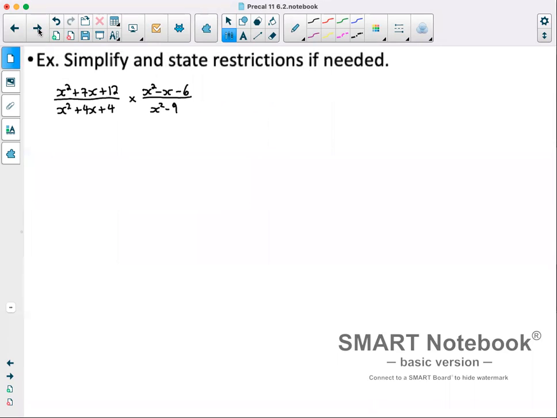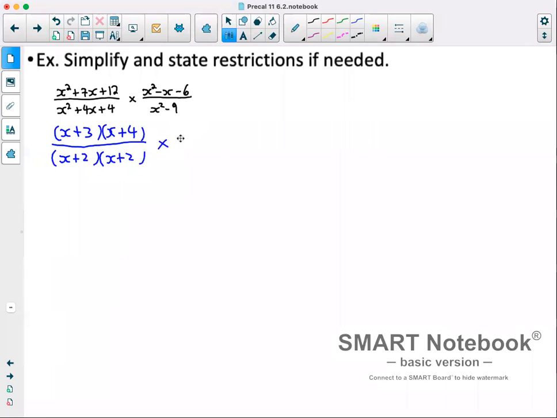Okay, next example, simplify and state restrictions if needed. So we'll fully factor each of these, and then we'll state restrictions, and then cancel out any binomials that we can. So for this first one, when factoring it, we're looking for two things that multiply to 12, add to 7. So that'd be positive 3 and positive 4. Factoring the denominator, we are looking for two things that add to 4, multiply to 4. So that'd be x plus 2 and x plus 2.